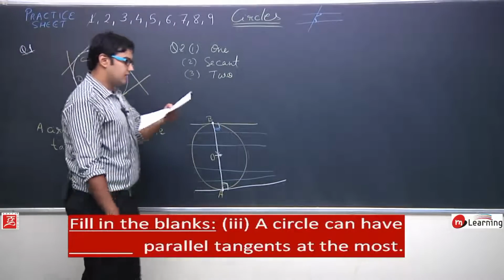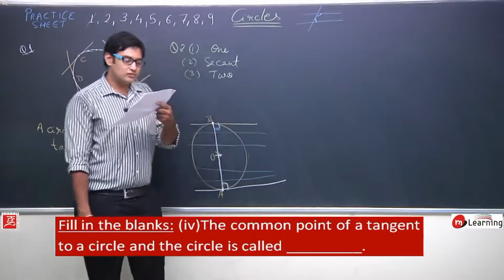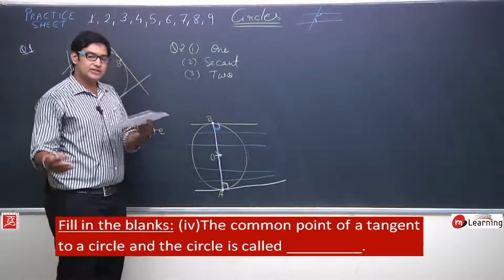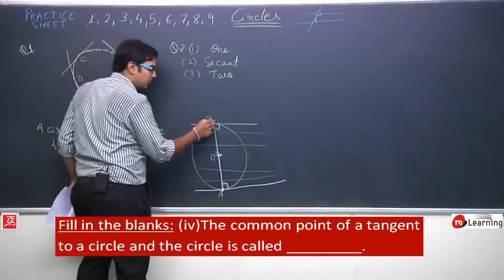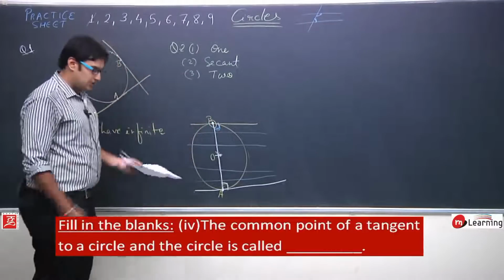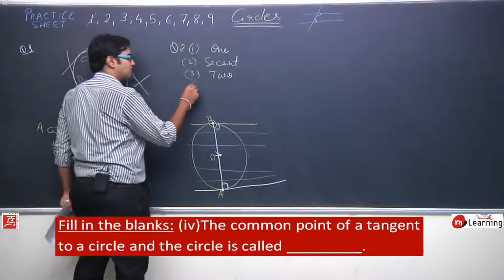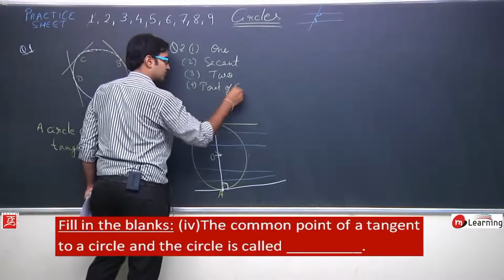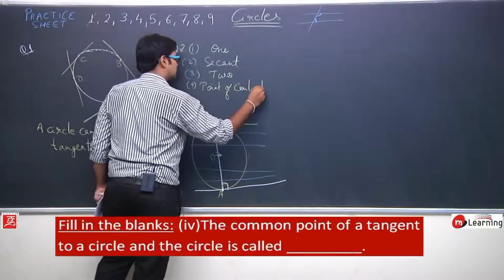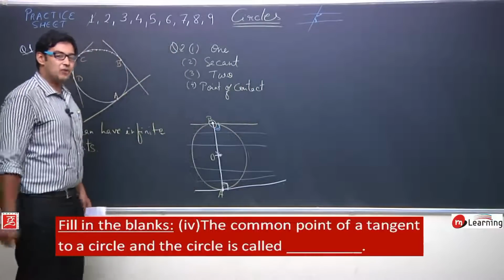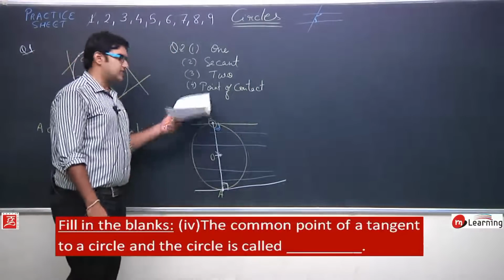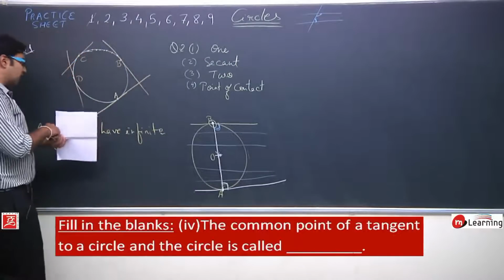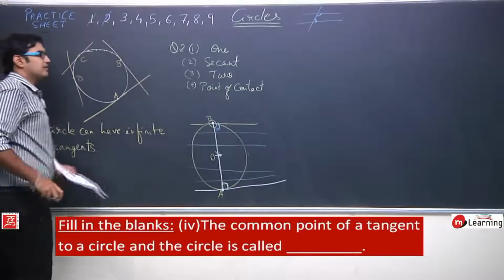So this is the third one. Then the fourth one: the common point of a tangent to a circle and the circle is called dash. So what is the name of this common point of this tangent and the circle? The name of this common point is point of contact. It is known as the point of contact at which this tangent is drawn. So this is the solution for the second question. It's very simple.